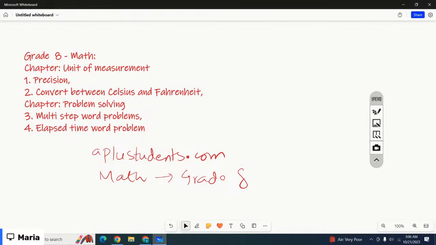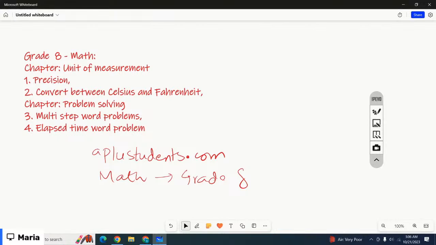We're going to start with the chapter unit of measurement, and the lessons we're going to start with are precision and convert between Celsius and Fahrenheit. Then we'll start a new chapter, problem solving, and the lessons we're going to cover are multi-step word problems and time word problems.